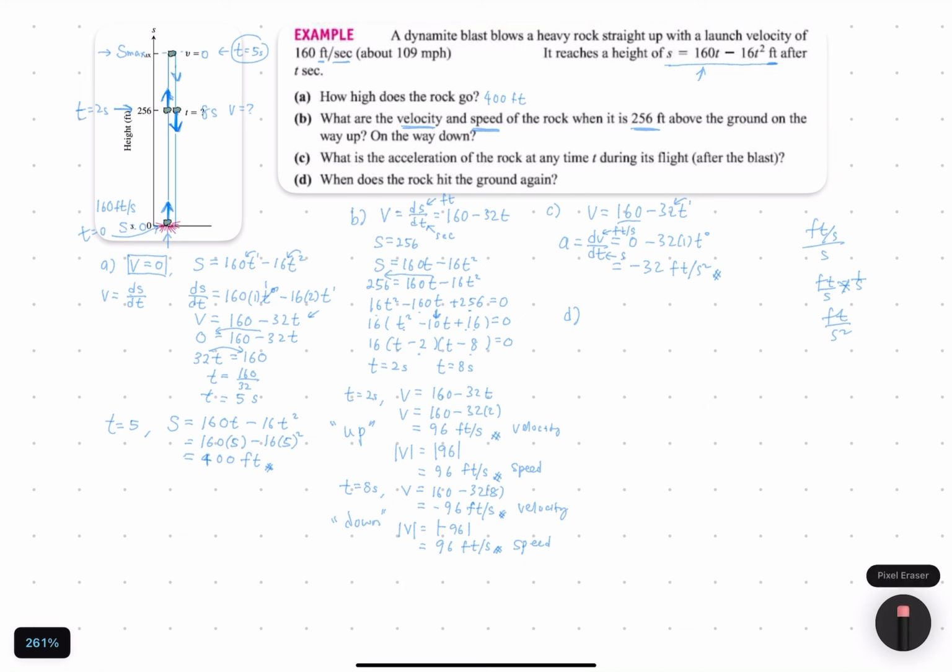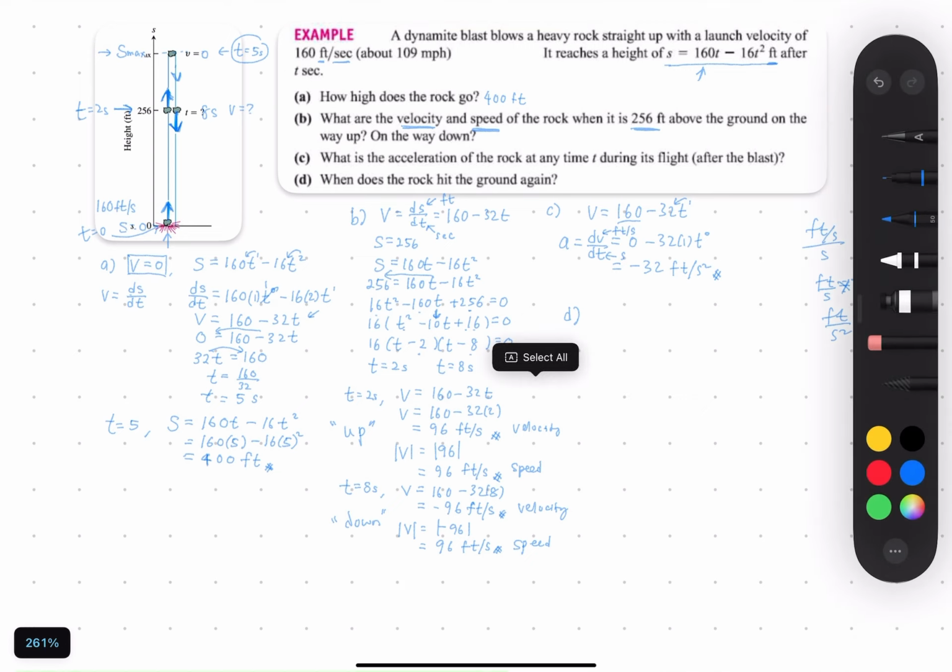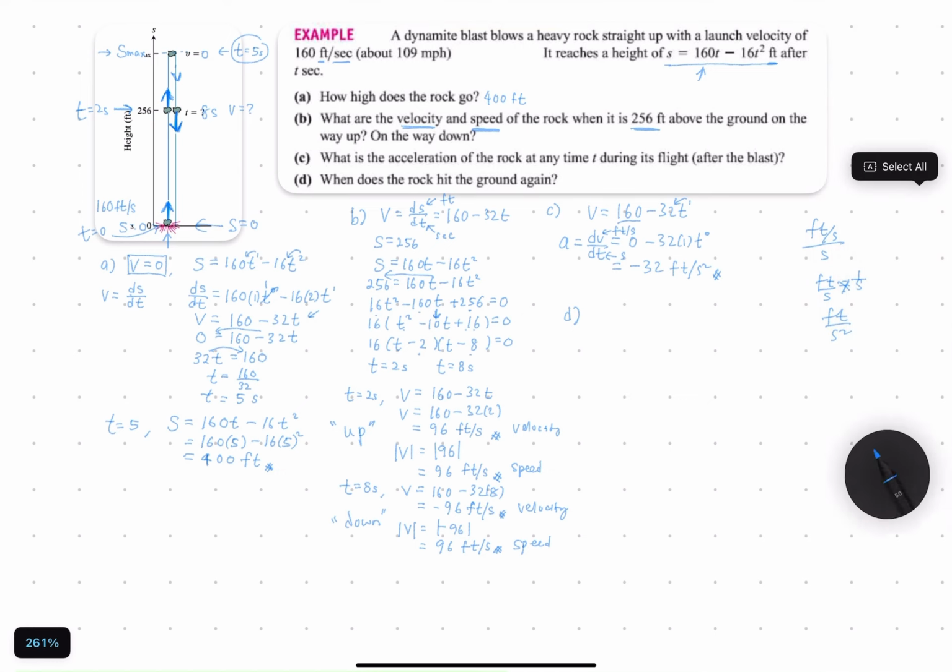So in this case, we understand that it will eventually be at the ground level, and the s itself is again 0, because when it comes back to the ground again, there is no displacement anymore. So which means that s is equal to 0. From here, we know that s is equal to 0, and we want to find out the t.